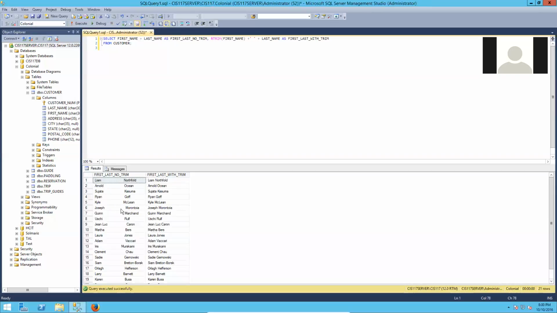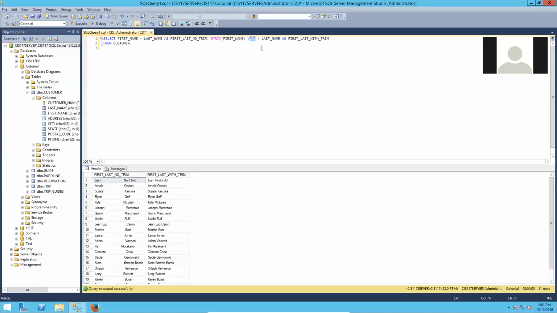So we can see here where we did not do any trim, that we have a lot of space between the first name and the last name, whereas where we did trim, we only have the single space in between, which was added again by having the single quotes with a space in between those two plus signs.